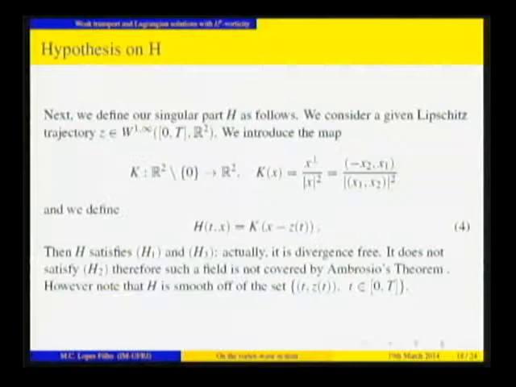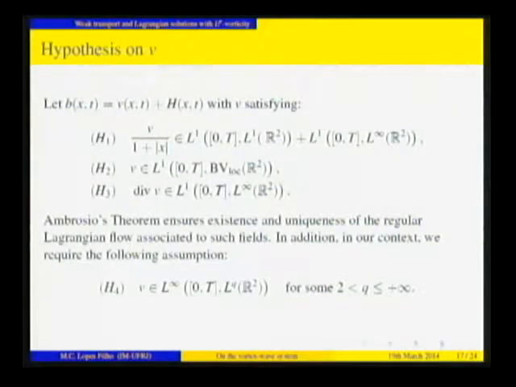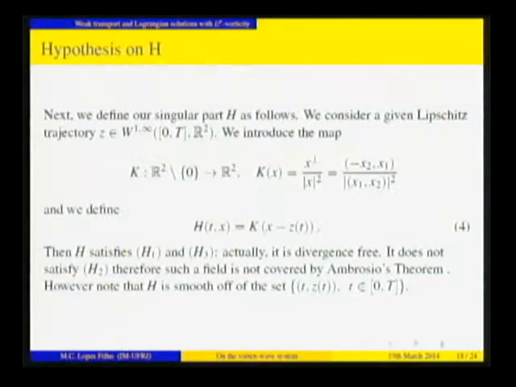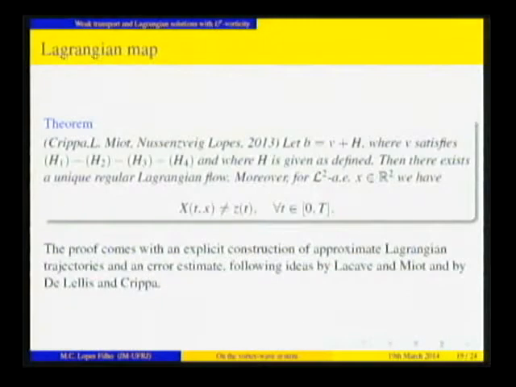Okay? So the basic velocity field I'm going to work with is V with these hypotheses plus H, a sum of things like x perp over mod x squared, centered at a point z of t, where z of t is a Lipschitz continuous trajectory. So the theorem is: if you let B be such a vector field, with V satisfying this hypothesis and H given as defined, there exists a unique regular Lagrangian flow almost everywhere in R2. And also, for almost every x in R2, the transport of the particle x does not hit z of t. So this is the existence of the Lagrangian map up to here.